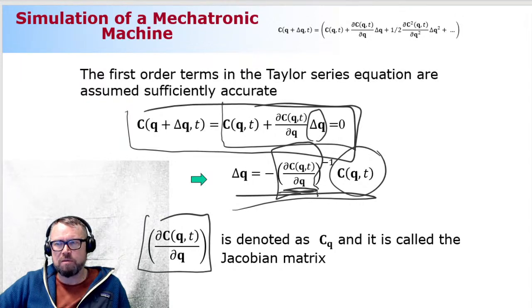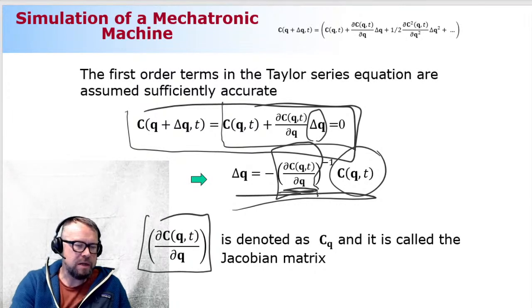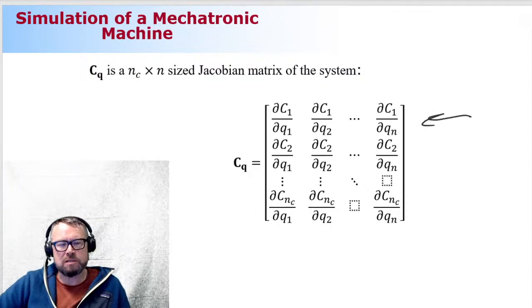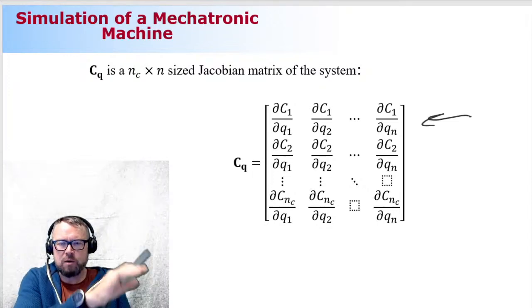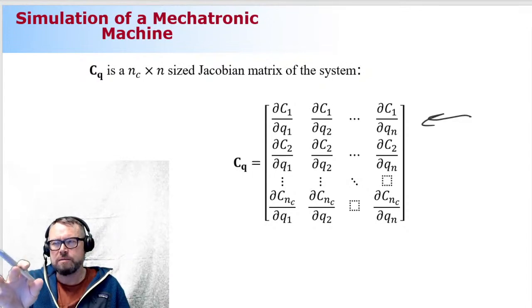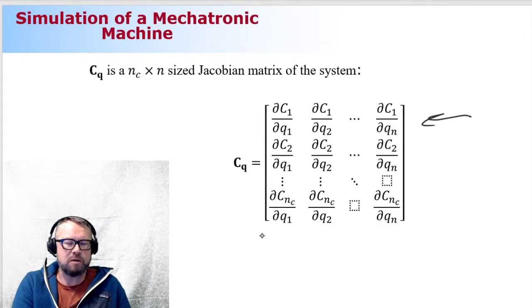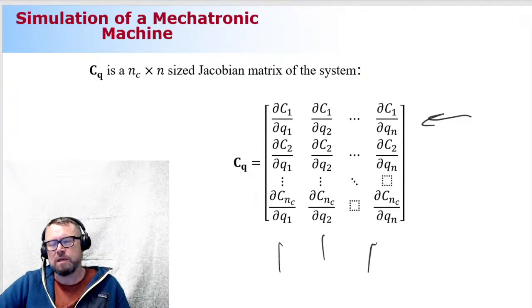Jacobian matrix is full of partial operations, because it's a matrix that you can compute as shown here. So the first row of the Jacobian matrix, you can obtain by taking your first constraint equation and differentiating it with respect to all the generalized coordinates. If you have 3 generalized coordinates, then the number of columns is 3. So that's where the first row is coming from.